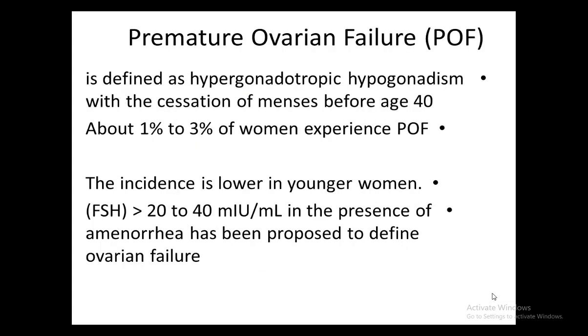Premature ovarian failure is defined as hypergonadotropic hypogonadism with cessation of menses before the age of 40. About 1 to 3% of women experience premature ovarian failure. The incidence is lower in younger women. An FSH of more than 20 to 40 milli-international units per mL in the presence of amenorrhea has been proposed to define ovarian failure.